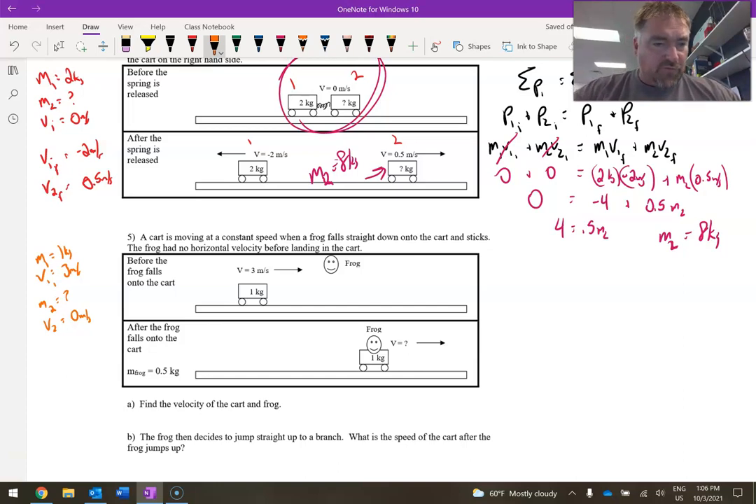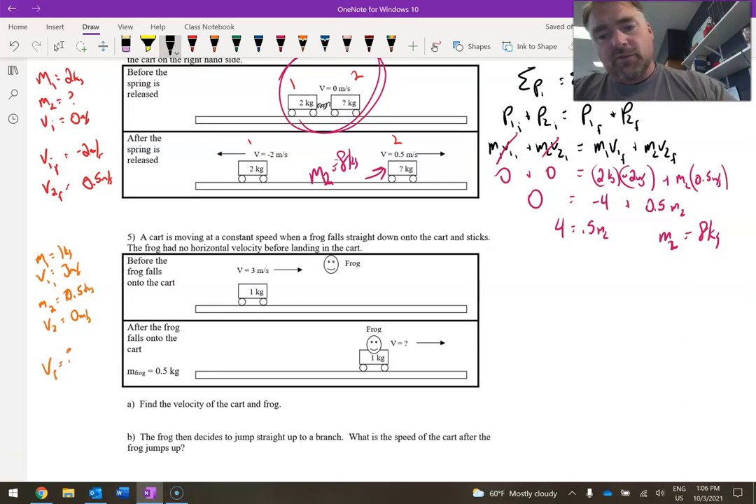So after the frog falls, oh, there's the mass of the frog. I didn't read that far down. So here we go. Mass of the frog is 0.5 kilograms. All right, and then we move forward after the collision. We know the mass, so we're looking for the velocity total. So we're looking for V final since they hit and stick together.